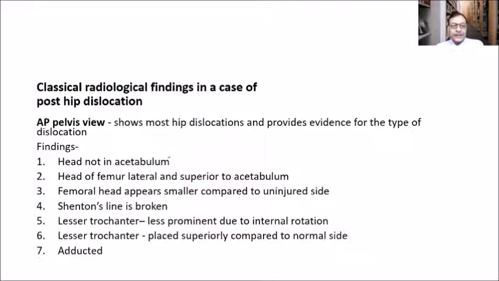The central line is broken. The lesser trochanter is less prominent because it has gone further posteriorly. It is usually medially and posteriorly placed. When there is internal rotation, it disappears. Also, the lesser trochanter is placed superiorly compared to the normal side, as well as the greater trochanter. And you can see the femur adducted.